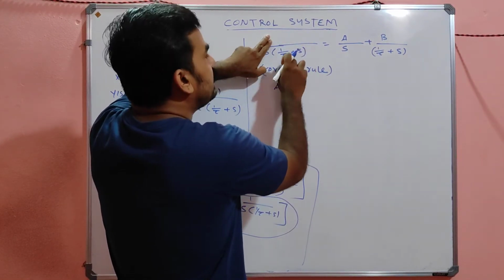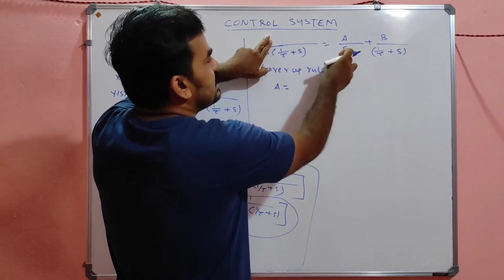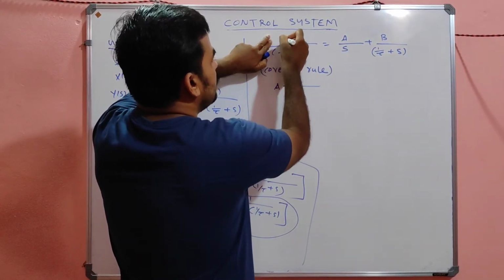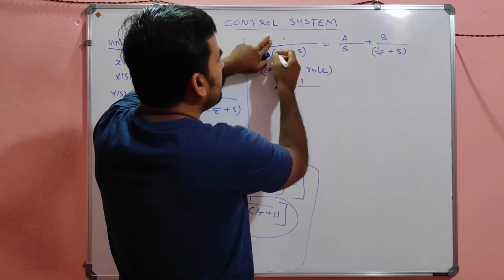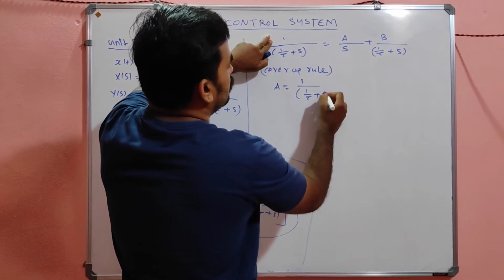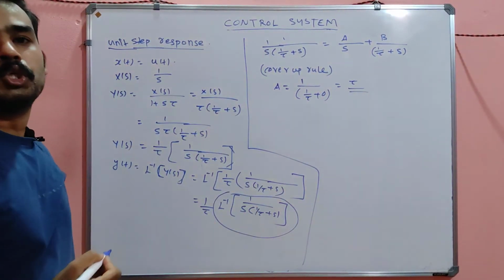Substitute the remaining term in this expression, as s is equal to 0, which means 1 by 1 by tau plus s, with s equal to 0, it will become tau. So the value of A is nothing but tau.